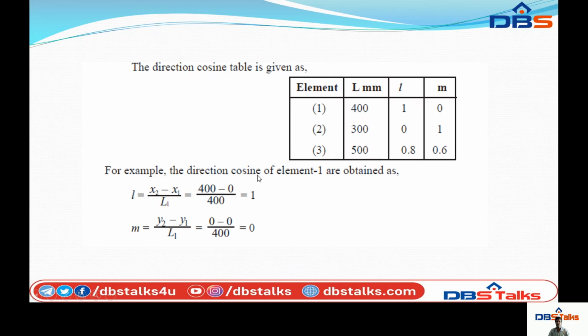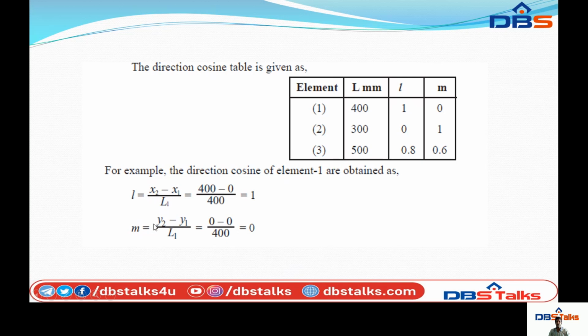For example, the direction cosines of element 1 are obtained as follows. For calculating the L and M values, the formula is L equals x2 minus x1 by L1, and M equals y2 minus y1 by L1. We already know the lengths of the particular elements. The three elements have lengths 400, 300, 500 of the structure.